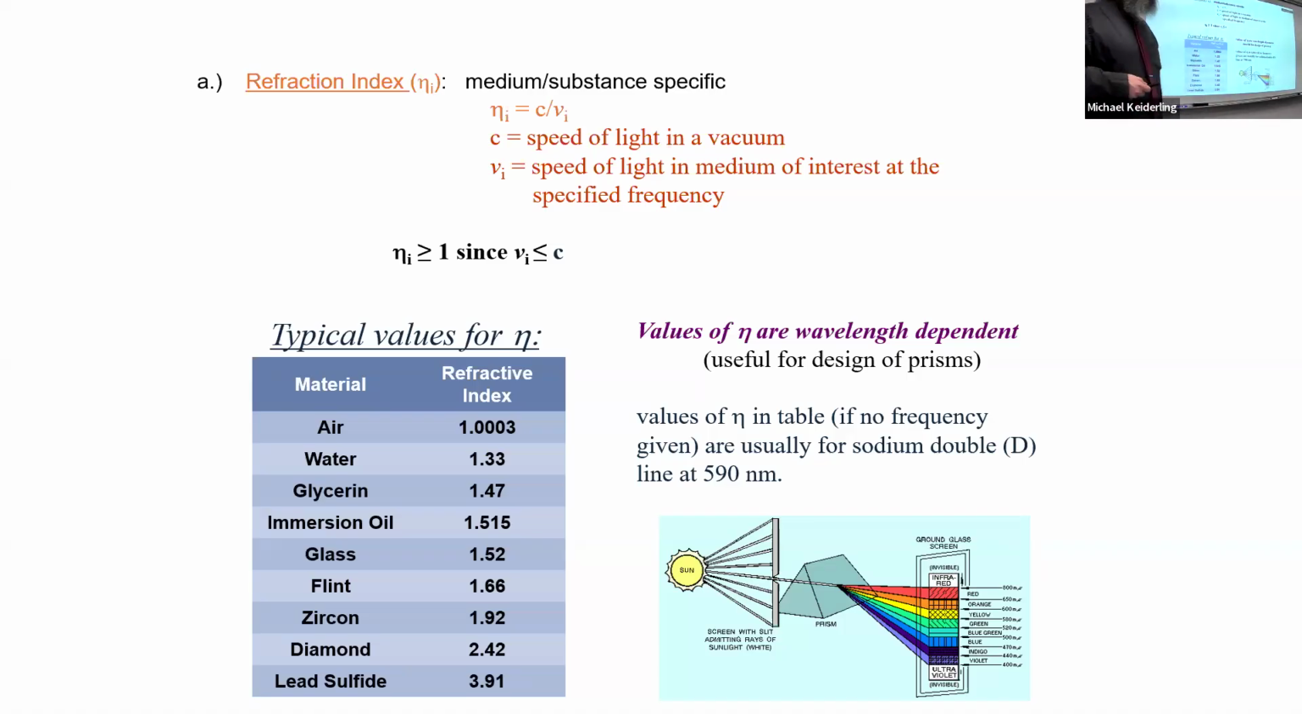But the values of index of refraction are wavelength dependent, which is important for prisms, because prisms will separate them out. And if they're in a table, they're usually given for the sodium double line at 590 nanometers, because that's a very easy monochromatic light to get.